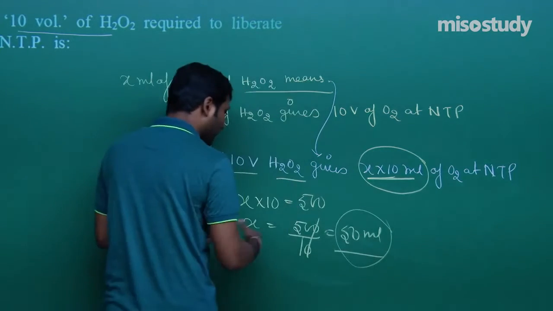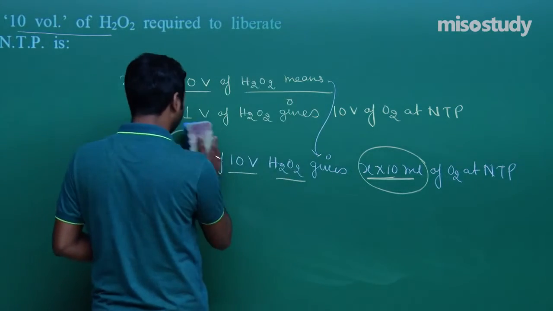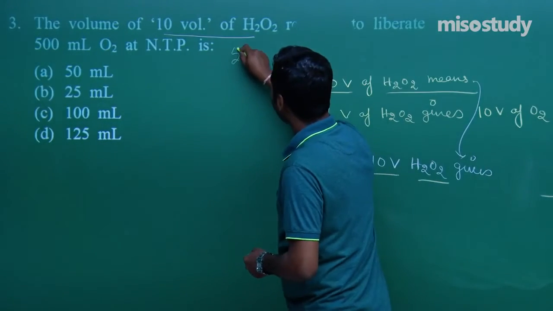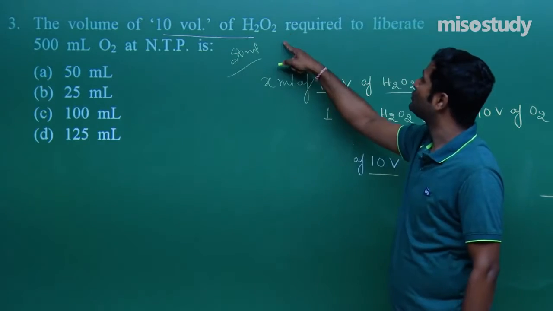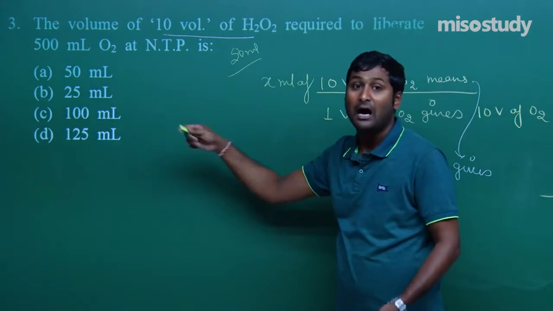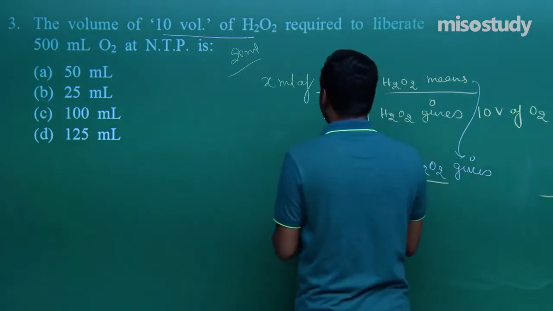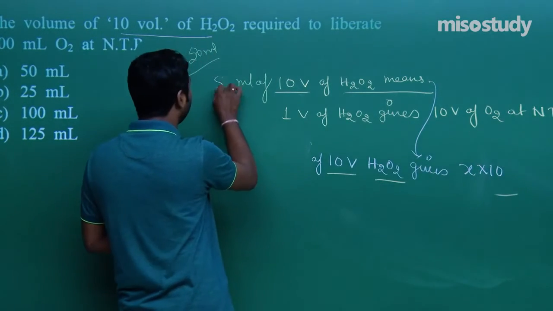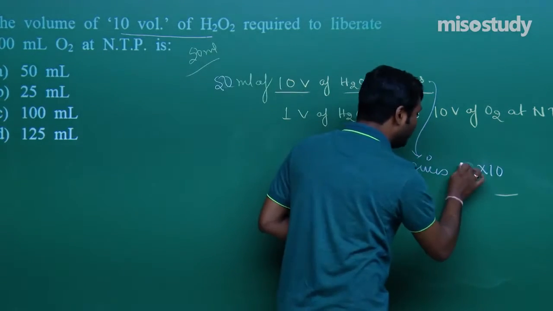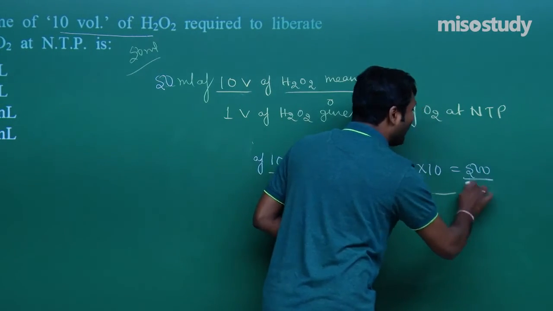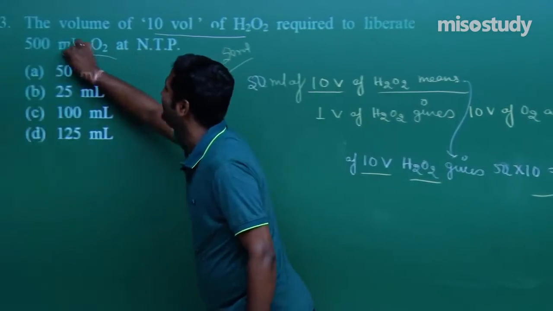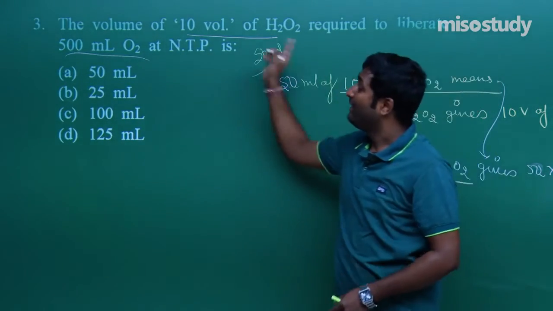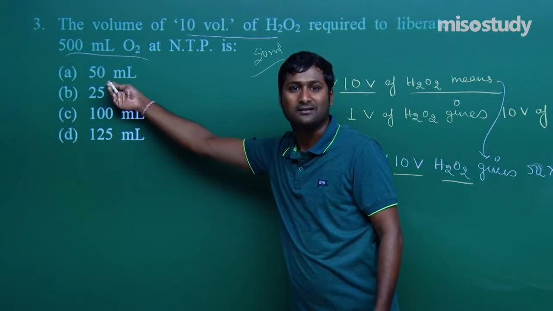Check it out. If the question is like this, 50 ml of 10 volume H2O2 gives how much ml of O2? As we know, X ml gives you X into 10, then put here 50 ml. Then what will happen? That is 50 into 10, that is 500 ml of O2. Look here, given 500 ml of O2. So this is the complete explanation. Put the answer, you will get the answer.